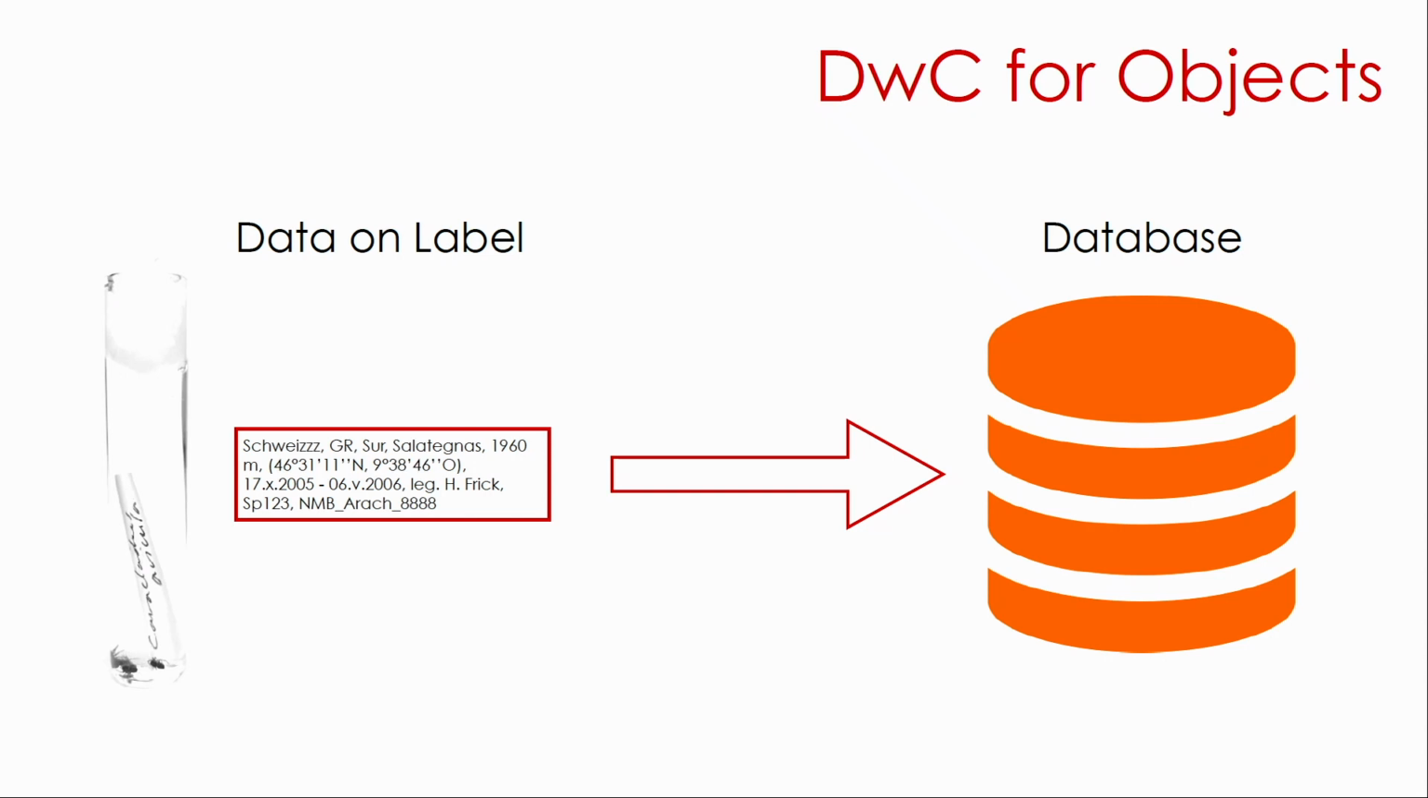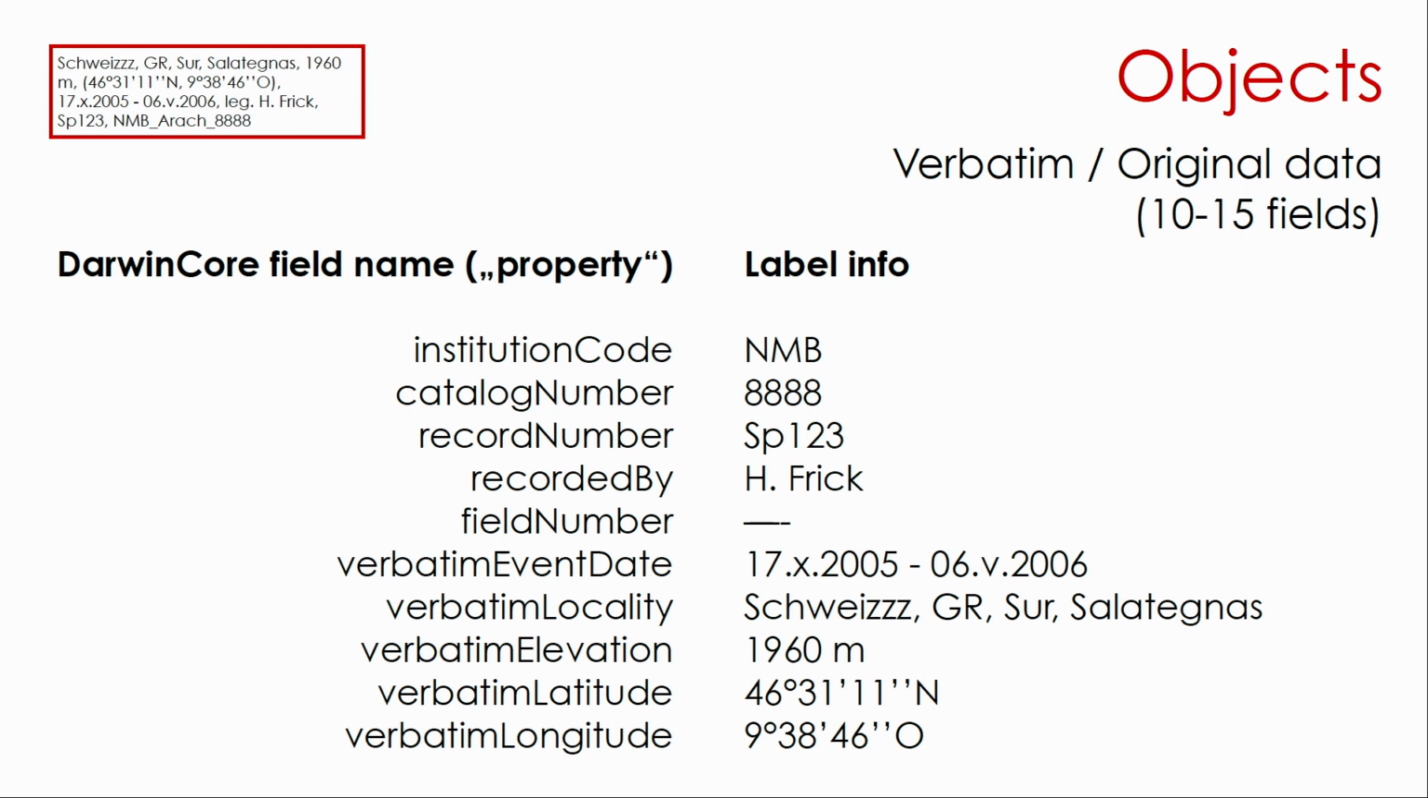I put the mistakes there on purpose, and I would like to put these into a database. So what Darwin Core provides me with is a set of fields. It's around 10 to 15. Here you can see 10 of them covering verbatim data. You just copy-paste one-to-one what is on your label into these fields.